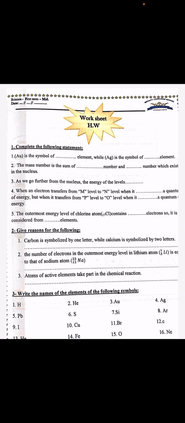13, I can see Hg or He. If it's He, helium. If it's Hg, mercury. 14, Fe, iron. 15, O, oxygen. 16, Ne, neon. Question number 2, in give reason, I can see the second part in this question, so I will answer this question with you in class.